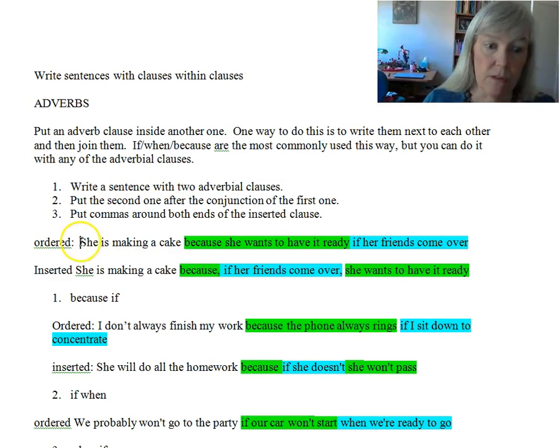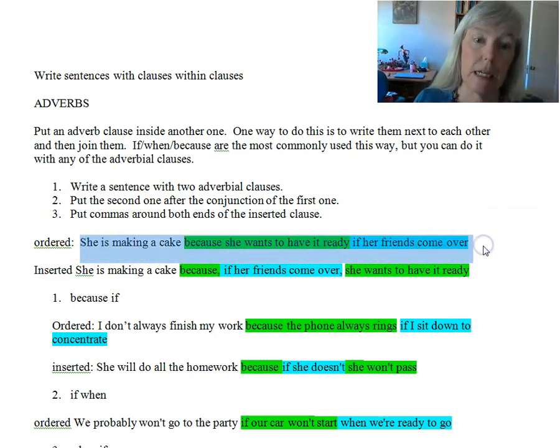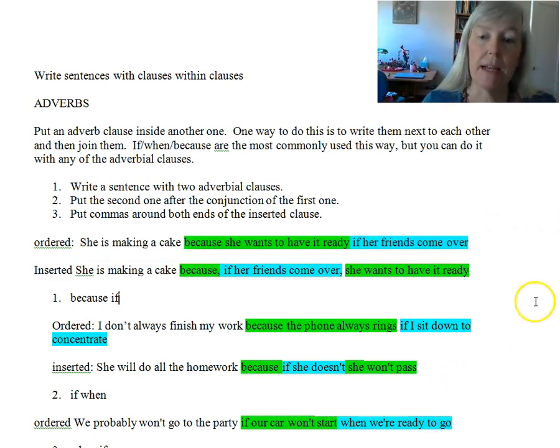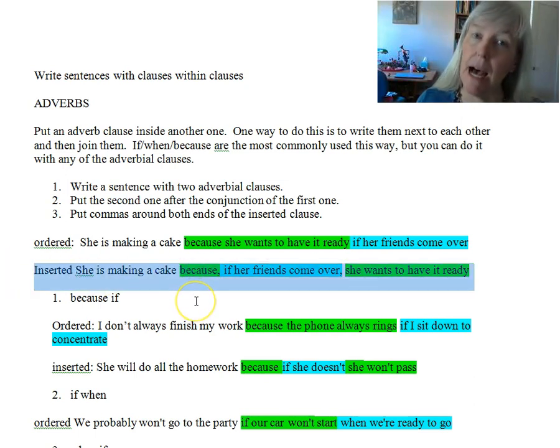So let's say we said, she's making a cake because she wants to have it ready if her friends come over, right? Normal sentence. She's making a cake because she wants to have it ready if her friends come over. Now I can move that if her friends come over, I can move that right after the word because. She is making a cake because if her friends come over, she wants to have it ready.